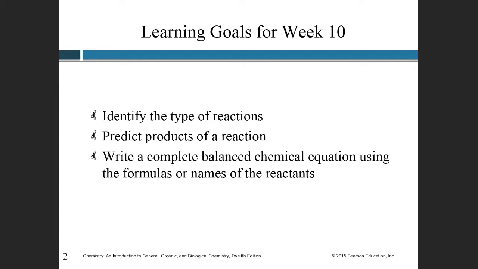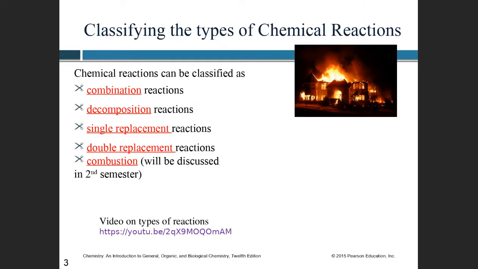In this week, we are going to go over the following topics. We are going to identify the types of reactions, and we want to predict the products of the reaction. And also, we want to learn how to write a complete balanced chemical equation using the formulas or names of the reactants. So let's start our lesson by talking about the types of chemical reactions.